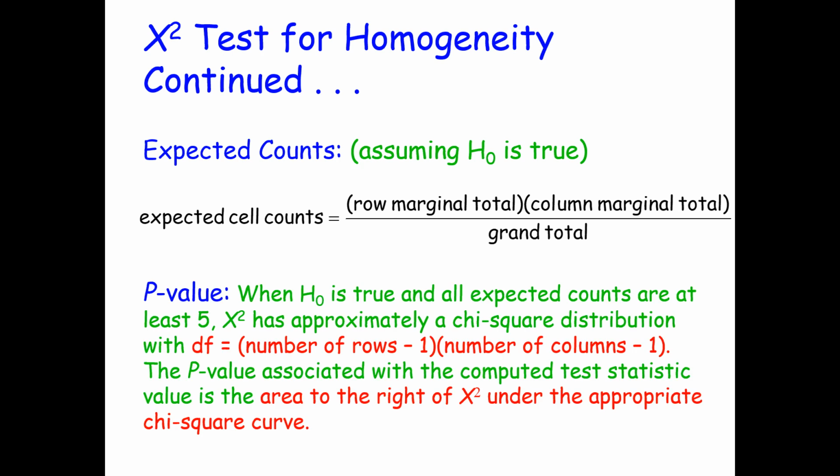For our p-value, when our H sub 0, our null hypothesis, is true, and all expected counts are at least 5, chi-squared has approximately a chi-squared distribution with degrees of freedom equal to the number of rows minus 1 times the number of columns minus 1. The p-value associated with the computed test statistic value is the area to the right of our chi-squared under the appropriate chi-squared curve.